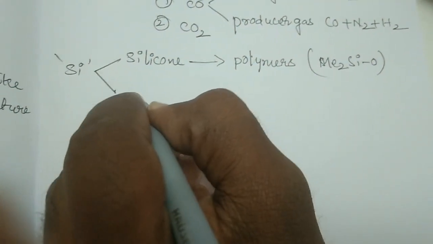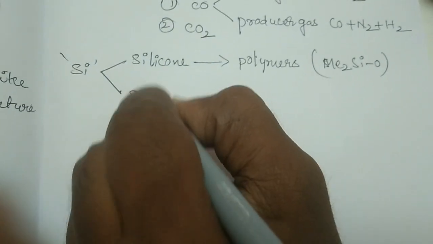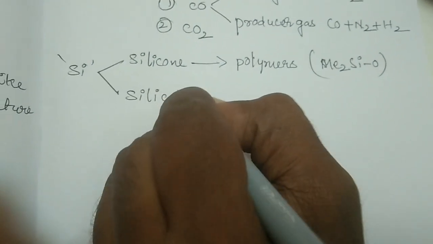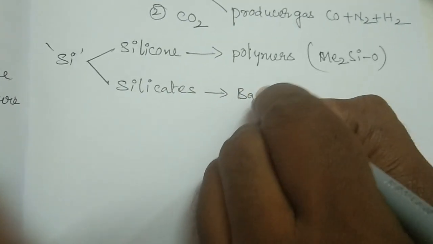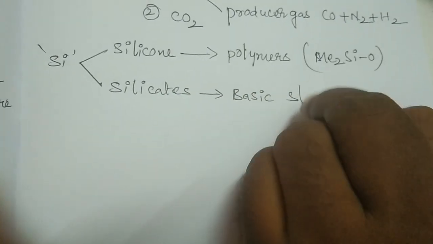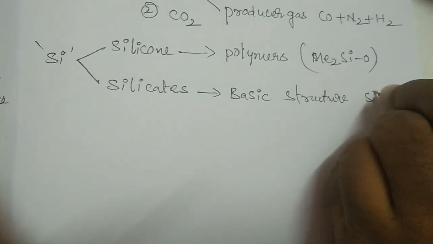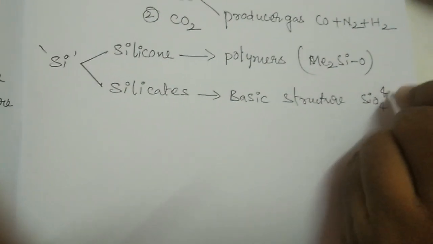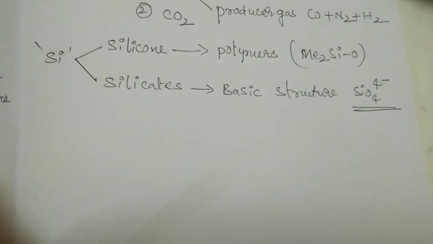And another one is silicates. The basic structure of silicates is SiO4 4-. Okay, thank you.